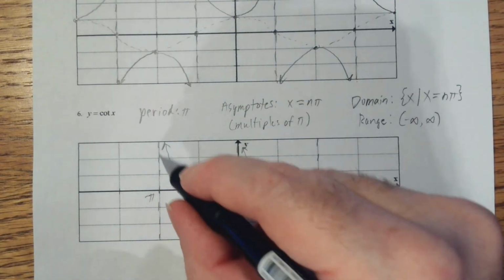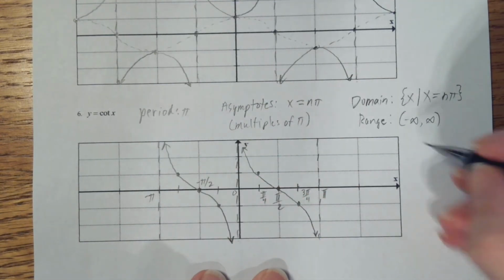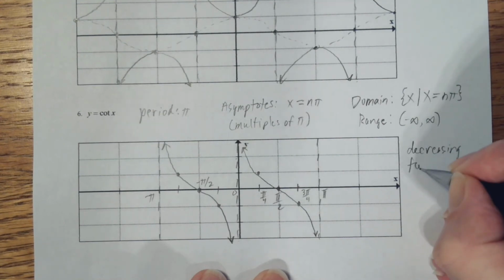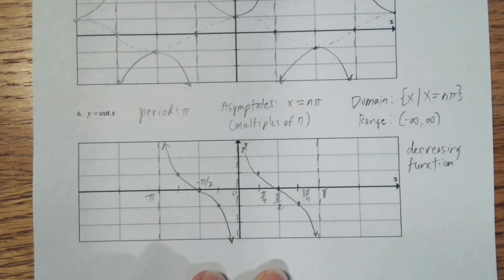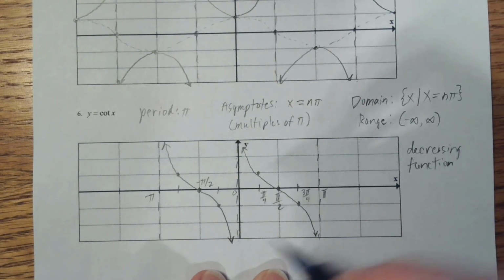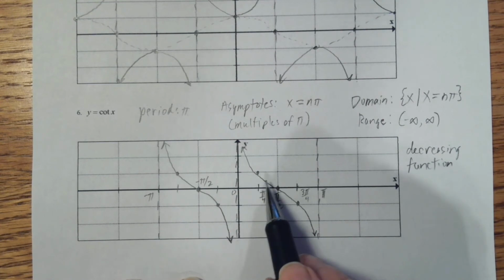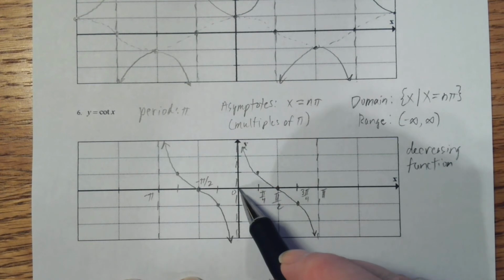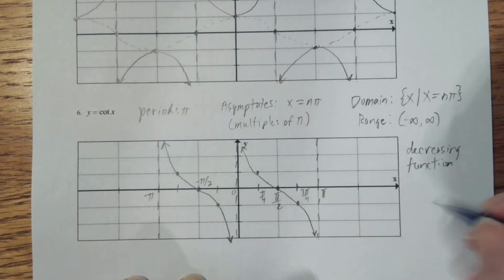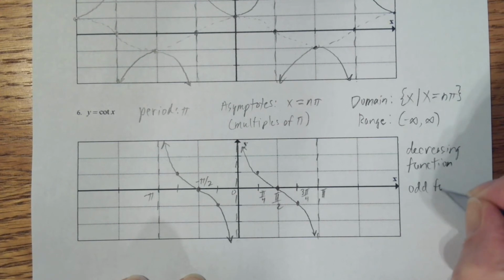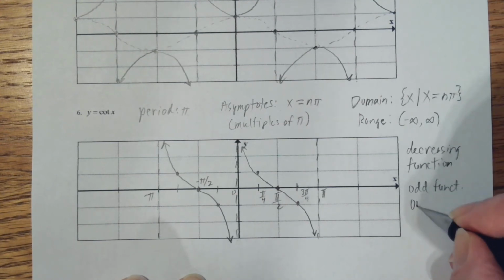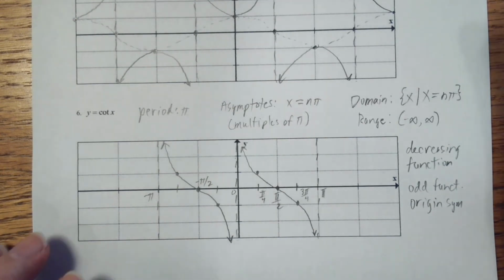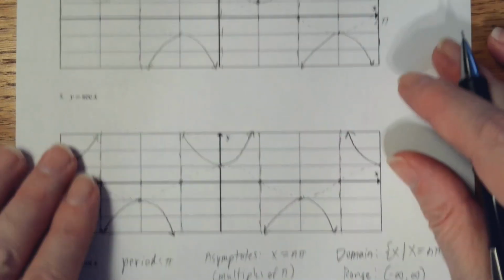Notice this now is a decreasing function. From left to right it's falling, so it's a decreasing function. And you'll notice, if you look carefully here, this is an odd function. Notice this point here reflected through the origin puts you at this point here. This is an odd function, which means we do have origin symmetry.